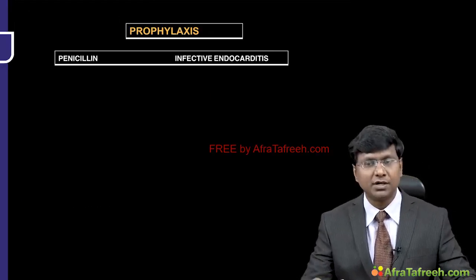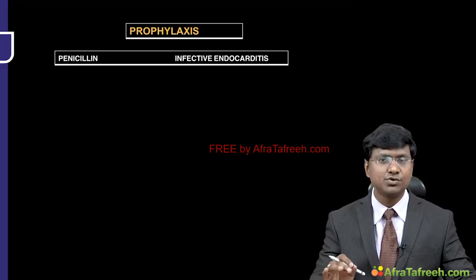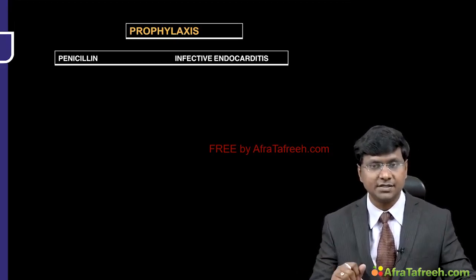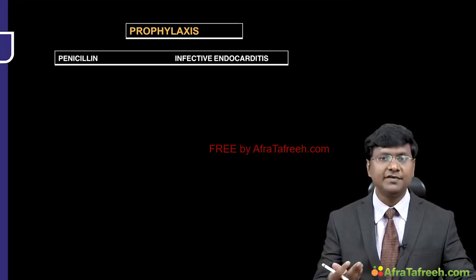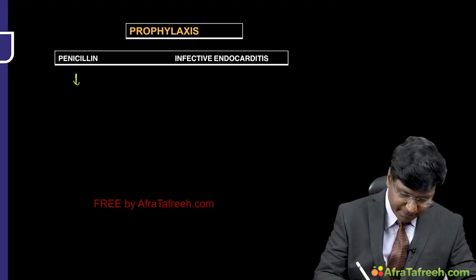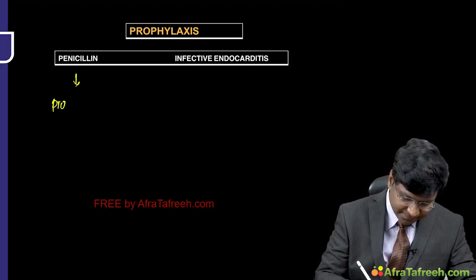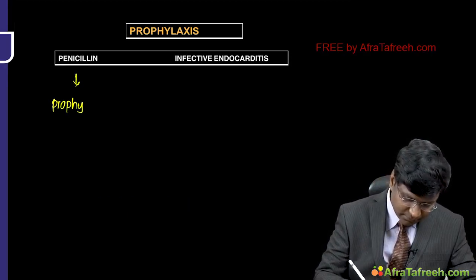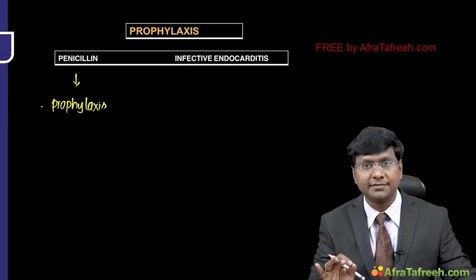So first and foremost, about the prophylaxis. See, what is the most common cause of mitral stenosis? That is rheumatic fever. And this rheumatic fever is a recurrent inflammatory disorder. So you need to give the penicillin prophylaxis in individuals with active rheumatic fever, right?